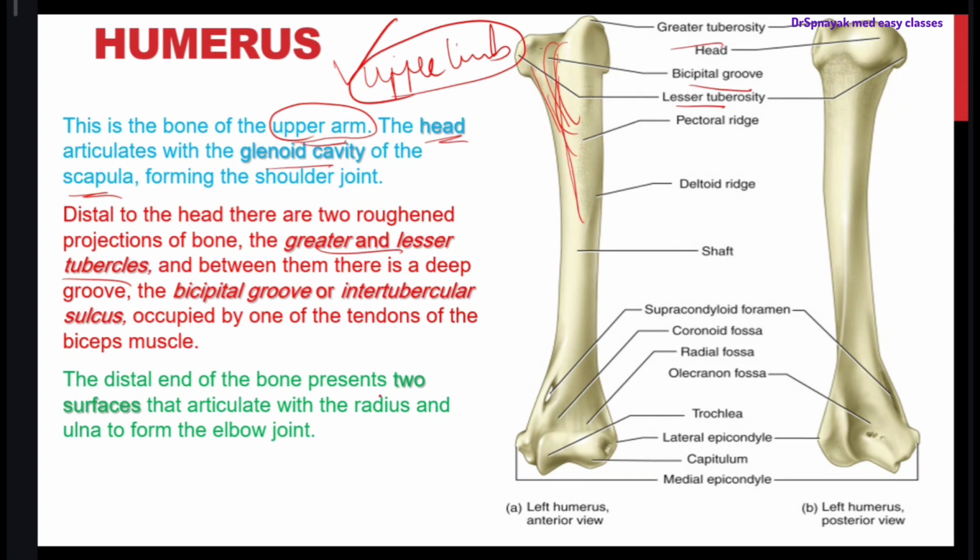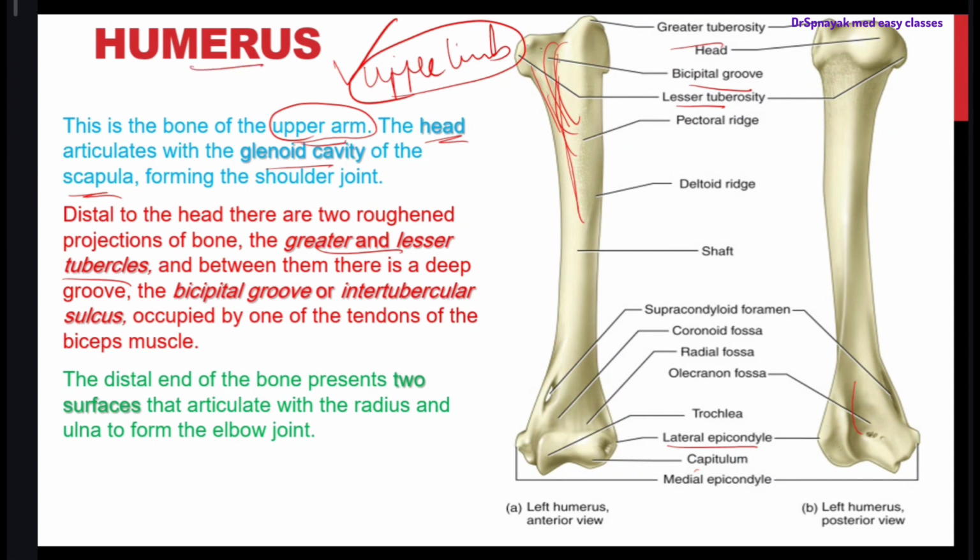Okay, and the distal part of the bone has two surfaces. Here you can see these are the lateral epicondyle and so on, sub regions. It is not necessary for us to remember, it is not required, but just याद रख लो.